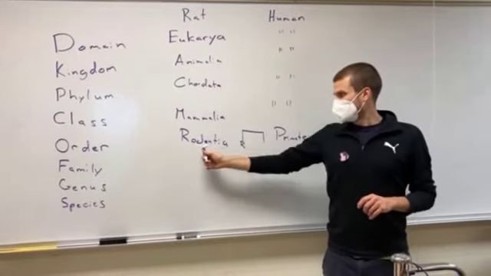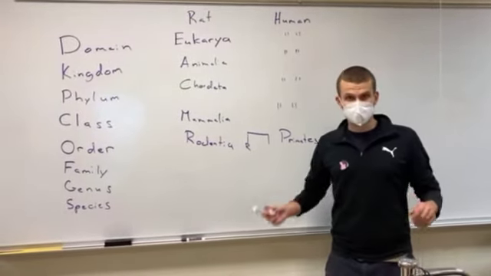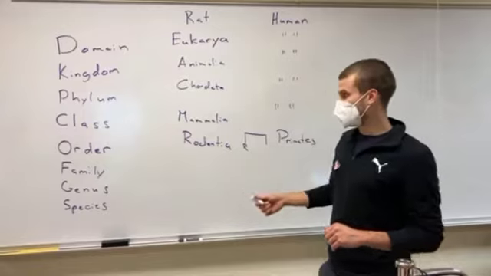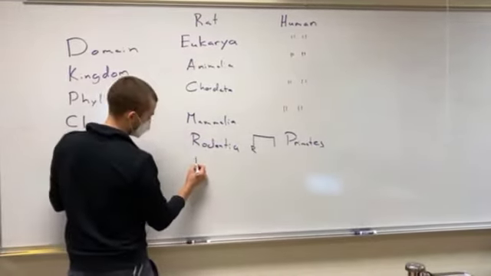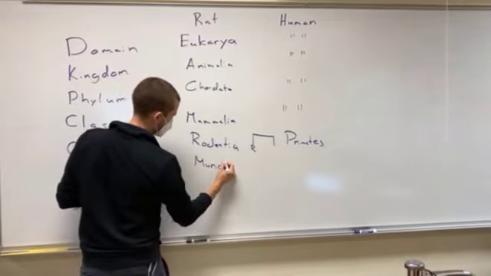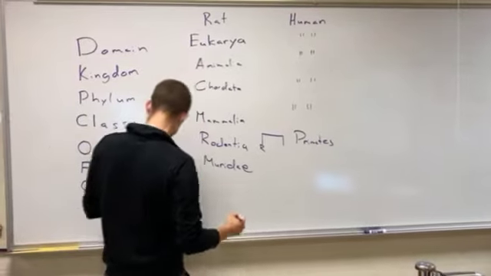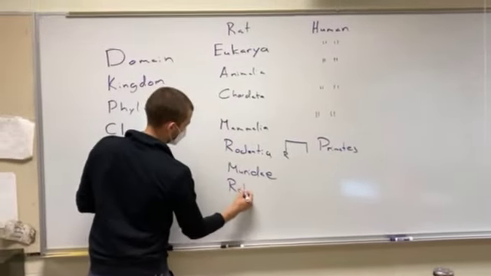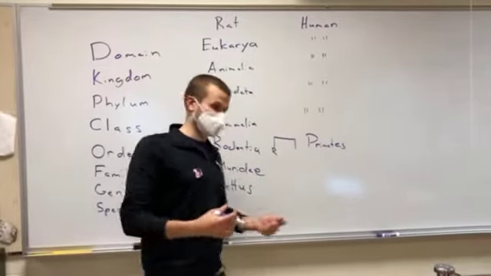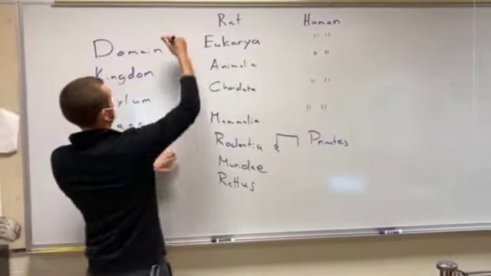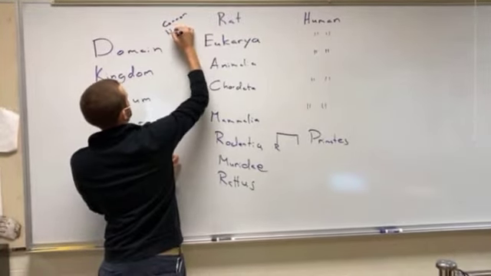Now, that means that everything else down this tree is going to be different. We'll finish up the rats before going on to our humans. The family of rats is Muridae. The genus of the rat is Rattus. And for your exact species of rat, since I have not told you this yet, you can look up the common rat or the Norwegian brown rat.